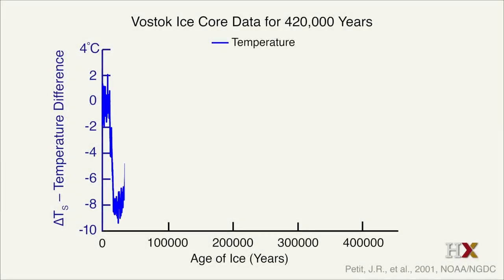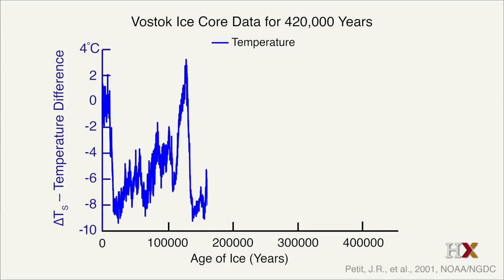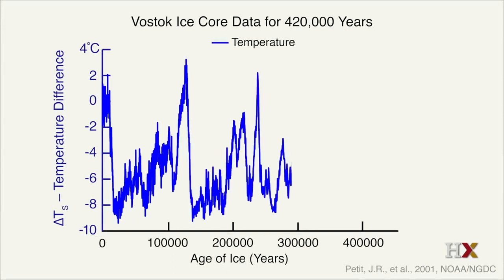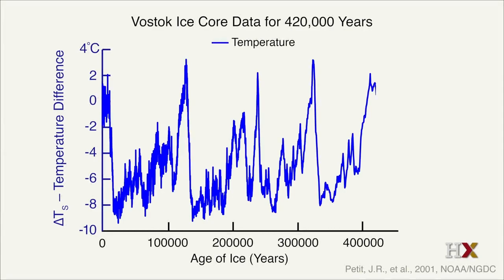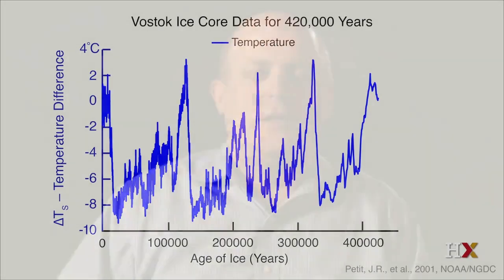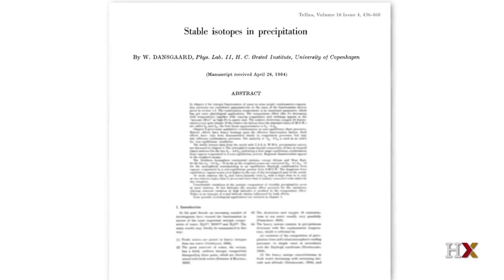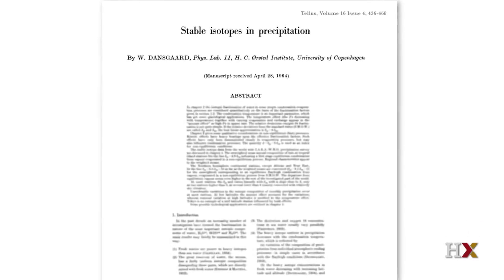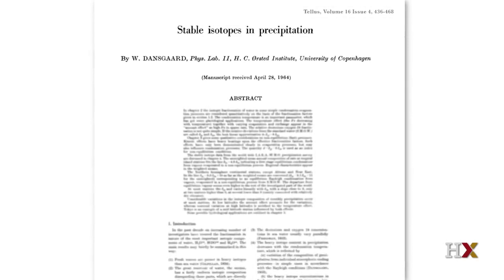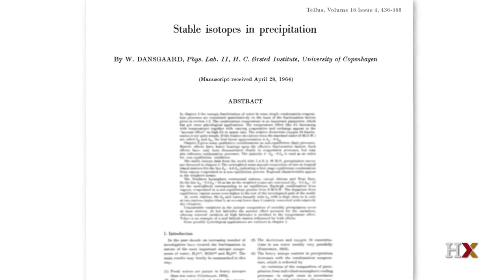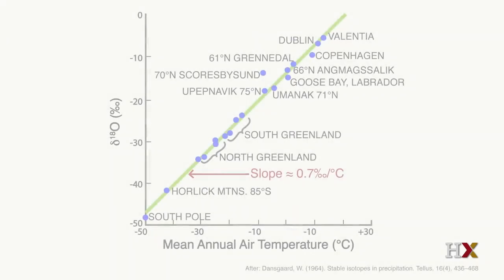So the way we can reconstruct temperatures back over the Pleistocene in the ice core comes from different isotopes of oxygen. It turns out that the person who discovered this was the same guy who did this important work in ice cores, Willy Dansgaard. In the 60s, Willy Dansgaard published a paper where he observed how the ratio of oxygen 18 to 16 in precipitation all over the world varied with mean annual air temperature.